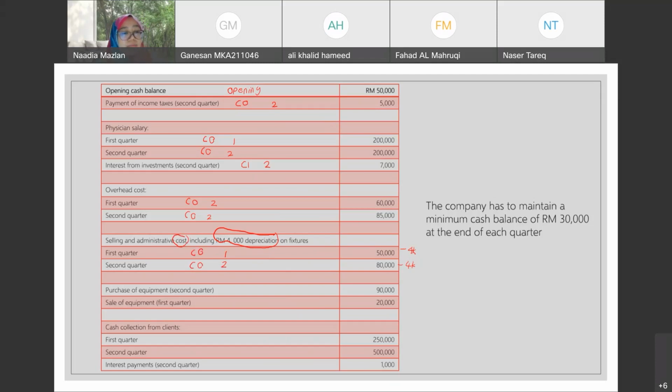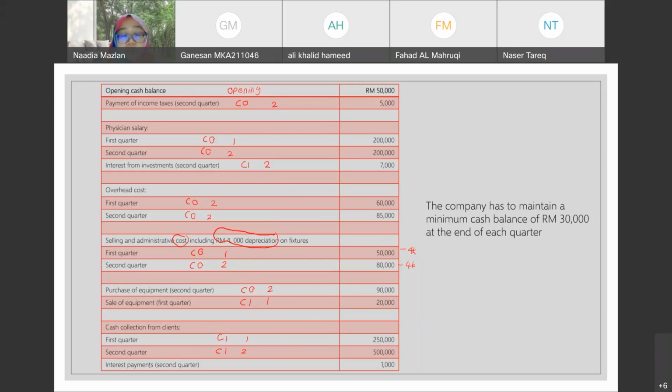Purchase of equipment in the 2nd quarter. Is this outflow or inflow? Outflow. Sale of equipment is inflow, in the 1st quarter. Cash collection from clients: is this outflow or inflow? Inflow in the 1st quarter, and in the 2nd quarter it is inflow as well.